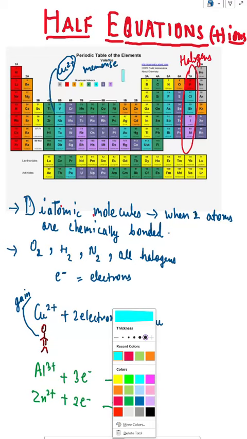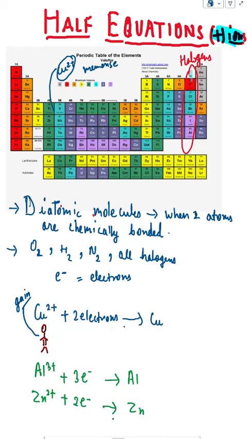Today we are going to talk about half equations, especially for positive ions. What I have said here is that we need to know what diatomic molecules are first. Diatomic molecules are when two atoms are chemically bonded. There are some specific ones you need to remember, which are O2, H2, N2, and all the halogens.